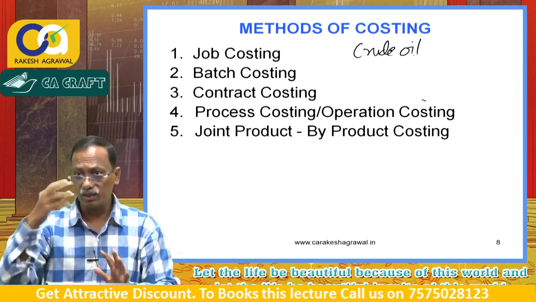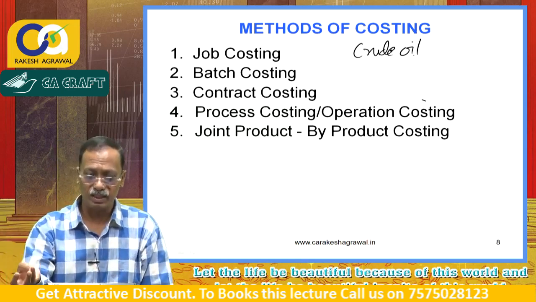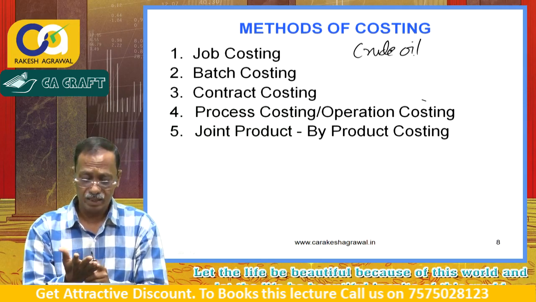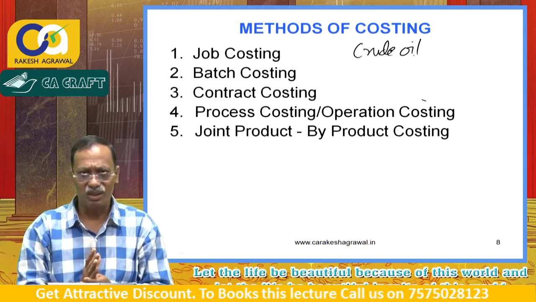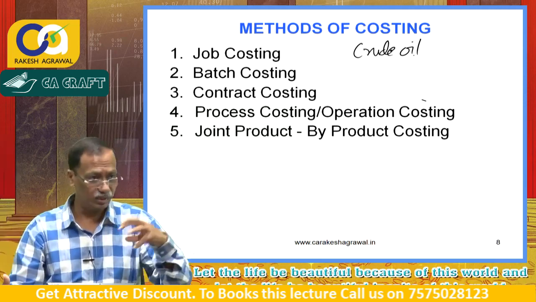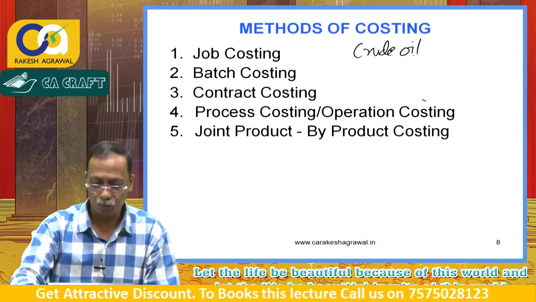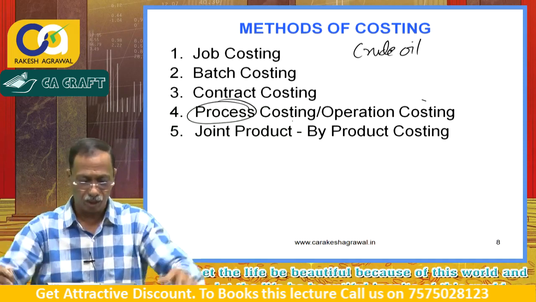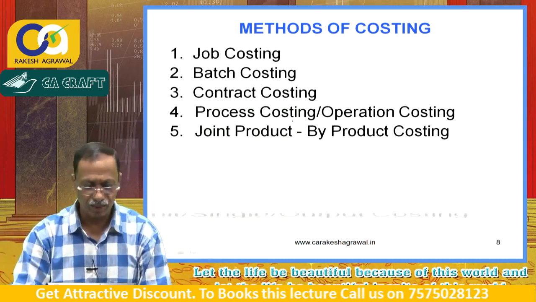So when this crude oil is refined, you get petrol, you get diesel, you get naphtha, you get kerosene, you get tar, and n number of products in the process of refining the crude oil. So crude oil is input, refining is a process, and the process generates multiple products called joint products. This much is more than enough.